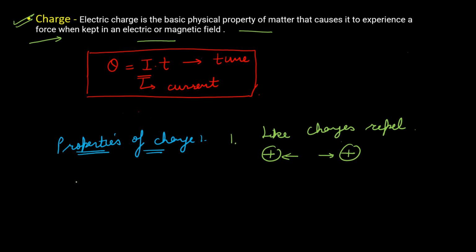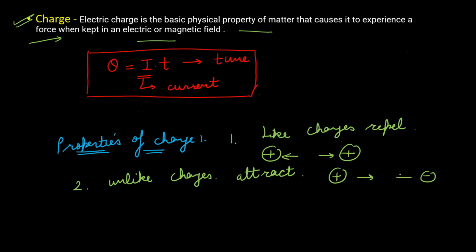On the other hand, the second property states that unlike charges attract each other. For example, if we have a positive charge and a negative charge, they will try to attract each other. So the force of attraction will take place.